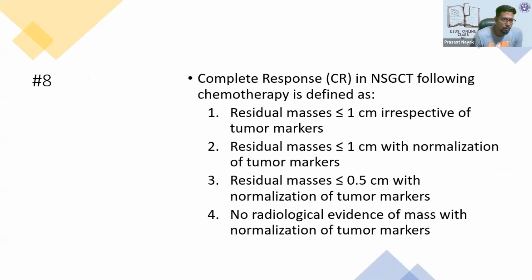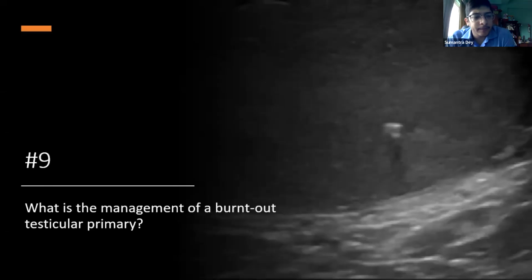Okay, this we have already discussed. What is complete response? Sumantra. Sir, complete response is residual masses. No. Sir, complete response is defined by complete resolution of the mass to below 1 centimeter size and normal tumor markers. So number 2 is the answer. 2 is the answer, sir. So what is the management of a burnt out testicular primary, and why is it necessary to manage a burnt out testicular primary?